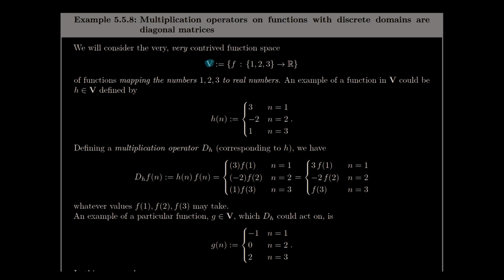contrived function space V. I'm saying I'm taking functions from the set 1, 2, 3, and we're going to output a real number. So the input to every function is just the three numbers, 1, 2, 3, and it's going to have some output in R. So let's look at an example of one of these. Maybe call it h in this space. It maps n, when n is 1, we're going to give a 3. When n is 2, we're going to give a -2. When n is 3, we're going to give a 1.